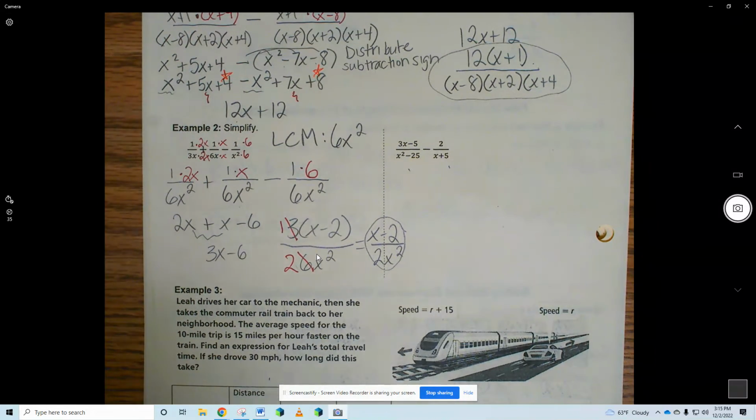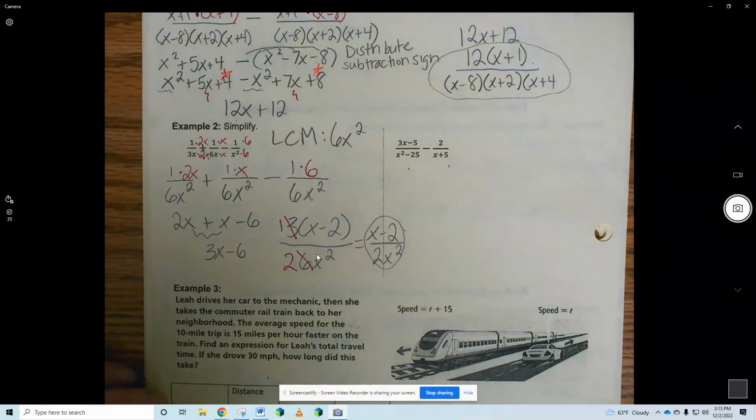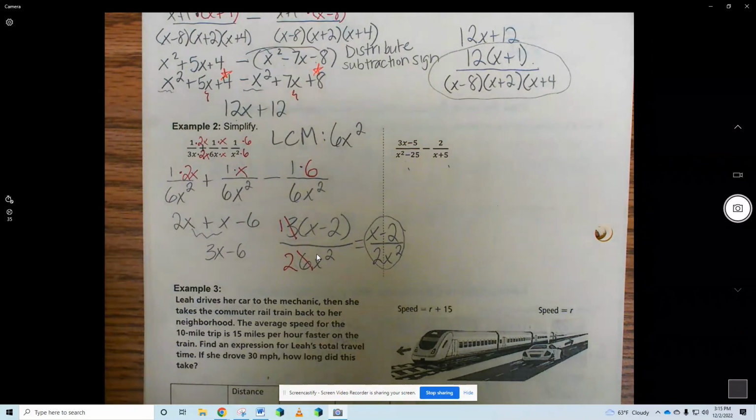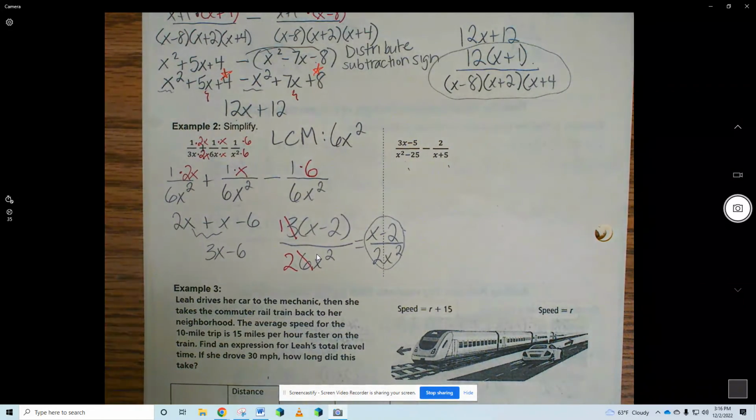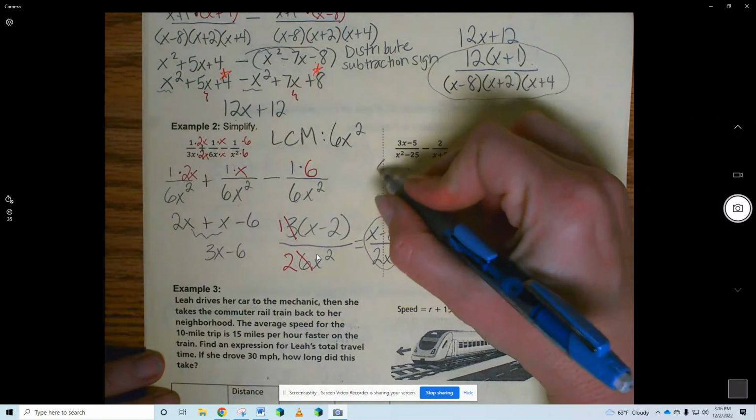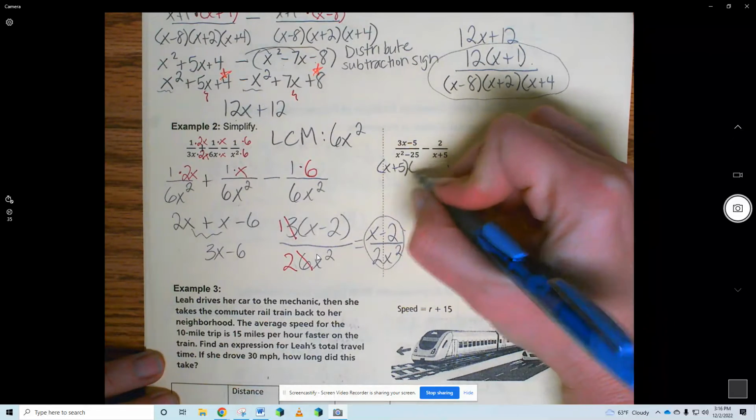Last one. x squared minus 25. What does that simplify to? Yep, x plus 5, x minus 5. This is a difference of squares.